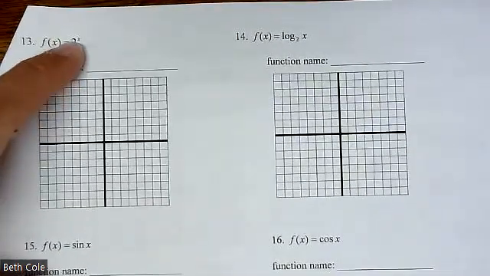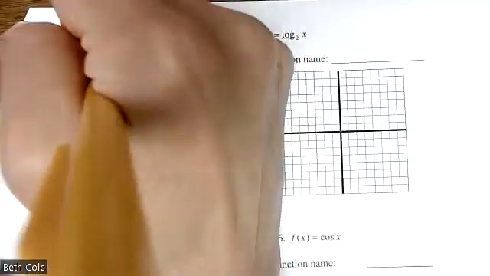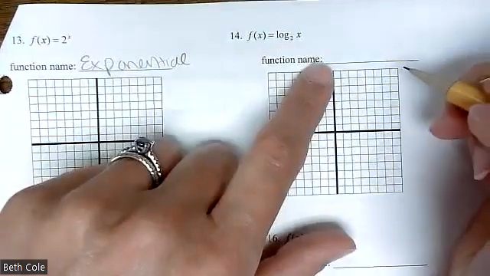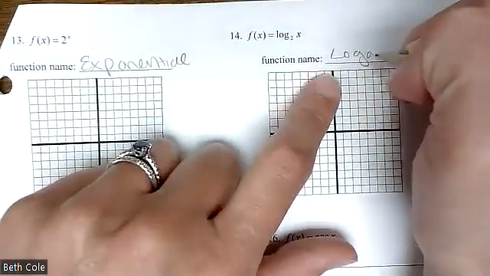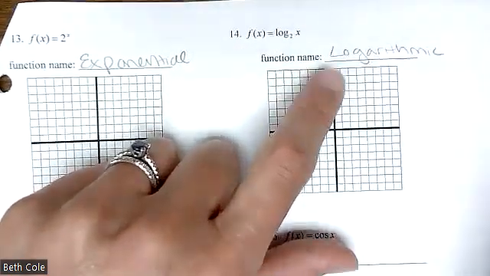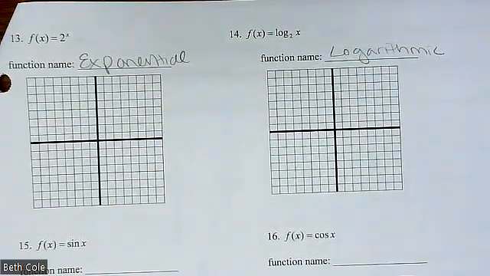So here the x is where? Exponent. So this is exponential. And I'm gonna go ahead and do these together. This one is logarithmic. They are inverses of each other. So when you do one, the other one, you just flip it on its side.